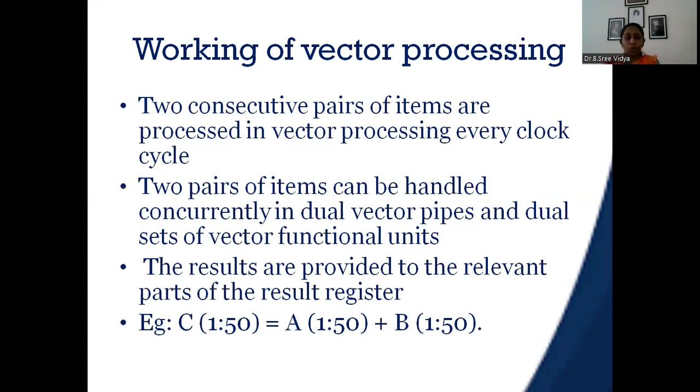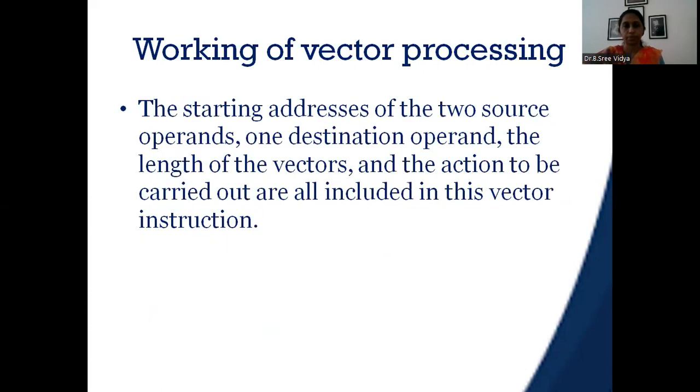You have A of 1 to 50, which means you have array elements 1 to 50 stored in array A. Then you have array elements 1 to 50 stored in array B. You want to compute A of 1 plus B of 1, A of 2 plus B of 2, up to A of 50 plus B of 50. When you have to do certain operations of this sort, then you can certainly go for vector processing. What it does is C of 1 to 50 will be equal to A of 1 to 50 plus B of 1 to 50. This is how vector processing works. This is put in a very simple format for you to have a clear picture of how vector processing works.